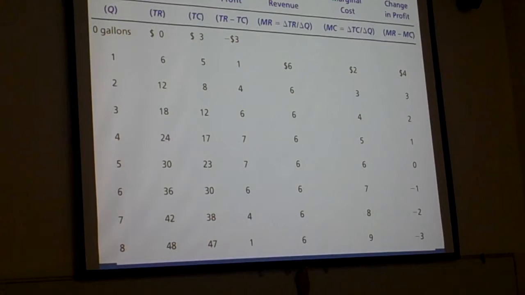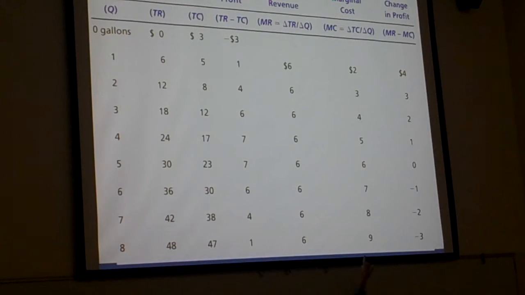Because for me to sell, say, the second unit, it costs me an additional $3, right? And I'm getting $6. Then to sell the next unit, it costs me an additional $4, and I'm getting $6. And then it costs me $5, and I'm getting $6. Then it costs me $6, and I'm getting $6.